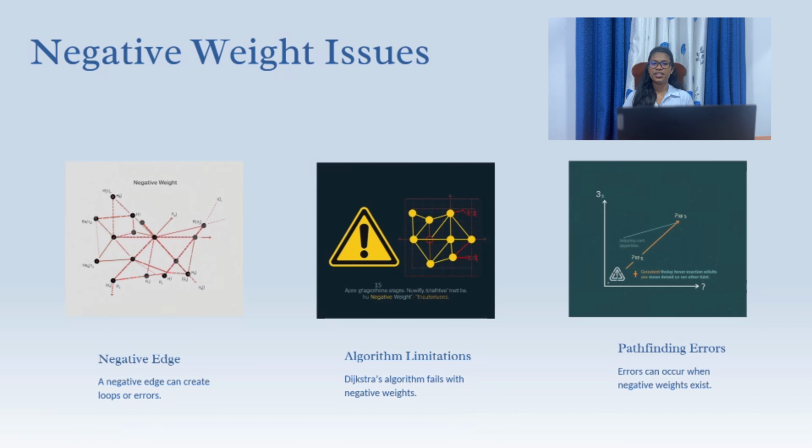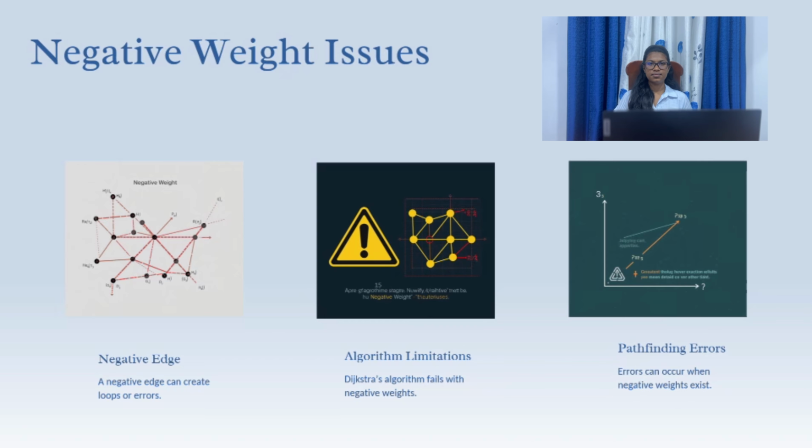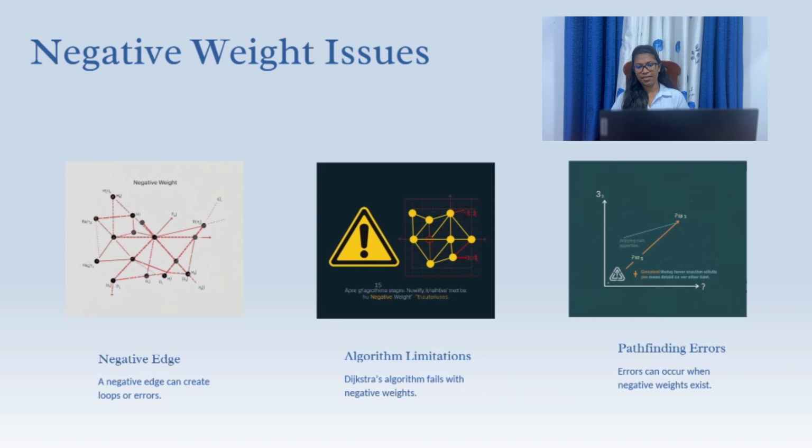Let's talk about the negative weight issues. This algorithm doesn't work with negative weights. If there is a negative value, the algorithm gives wrong results. For negative weights, we use other algorithms like Bellman-Ford. Negative edge. The negative edge can create loops or errors. The next one is algorithm limitations. This algorithm fails with negative weights. And the other one is pathfinding errors. Errors can occur when negative weights exist.